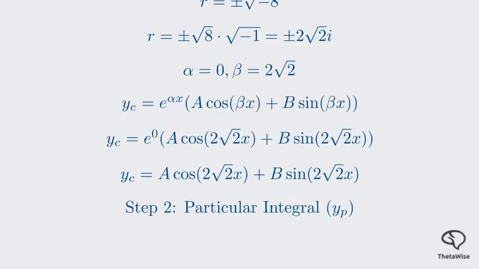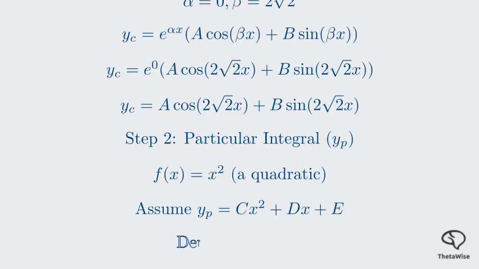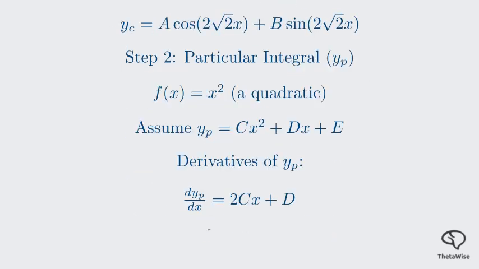Our rule tells us to assume the general quadratic form for y_p equals cx squared plus dx plus e. Once again, it is essential to include all terms, including dx and e, even though the original f(x) only has an x squared term. The derivatives are dy/dx equals 2cx plus d and d²y/dx² equals 2c. Now we substitute into the original equation and equate coefficients.